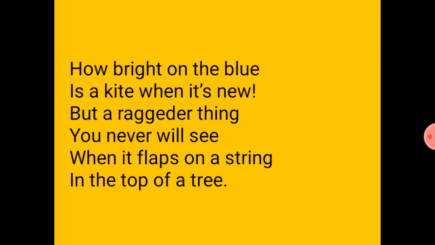The poet says that when a kite is new, it has bright colors, it looks vibrant in the sky. But when the kite becomes old, it looks worn out. And sometimes when its string is broken, it is stuck on a tree top and it is torn. So then nobody likes to have a look at it. It looks torn, it looks old, and it is good for nothing.